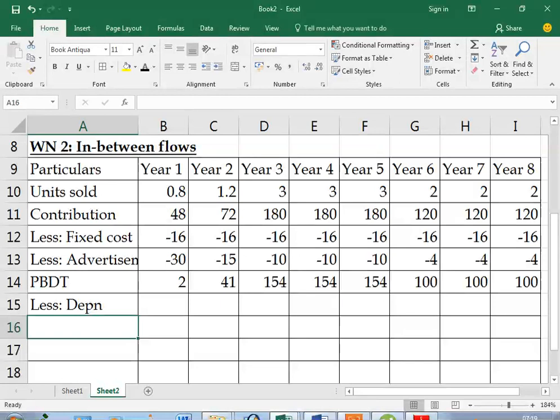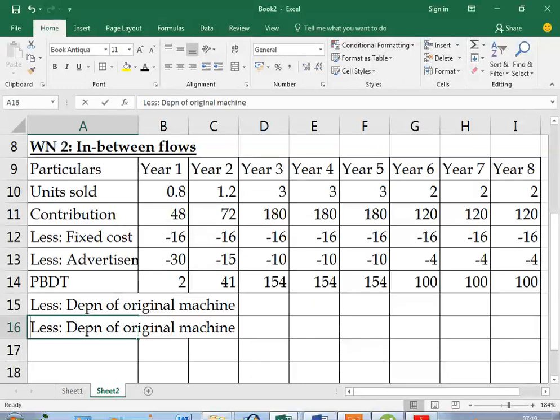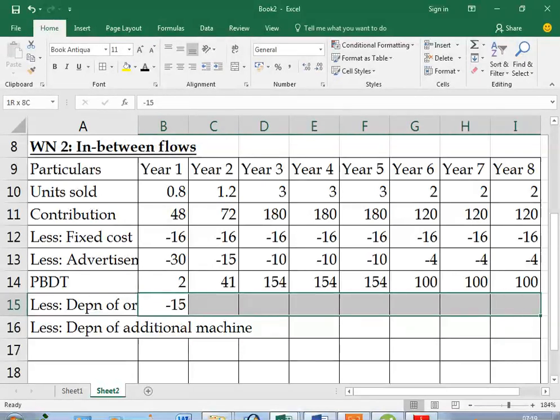Okay. Third year onwards, there's an additional machine at 10 lakhs. The salvage value of that is given, check it. So I'll write it as two items: depreciation of original machine, and then depreciation of additional machine. It's not necessary for you to write it as two items, this is more for your understanding. In an exam problem, I'll write it together. 15 lakhs is what you will provide on the original machine every year.